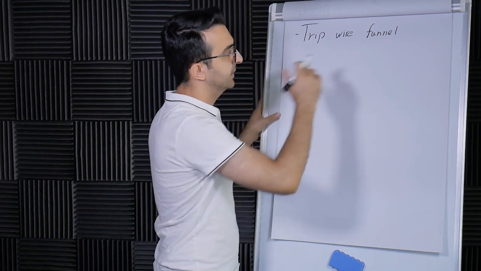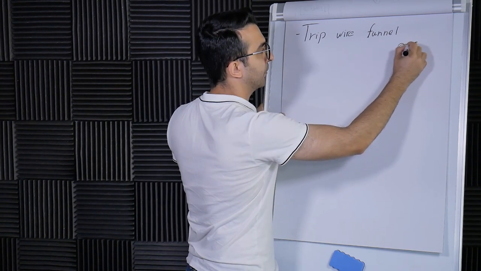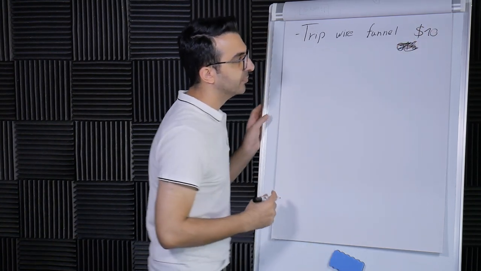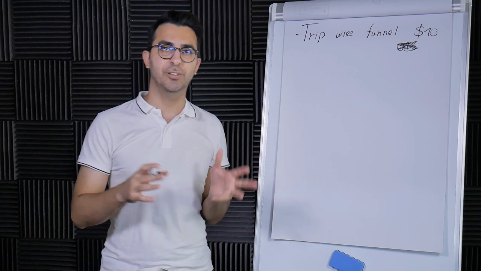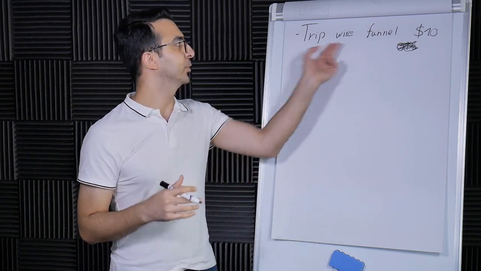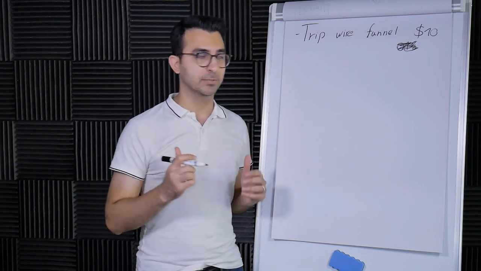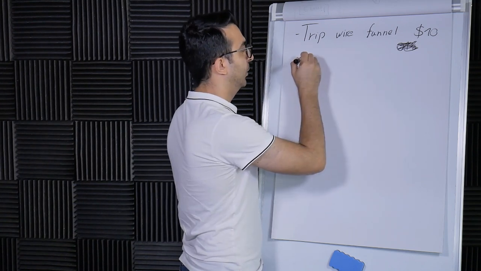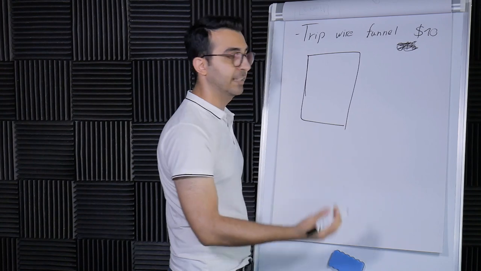So this funnel is usually for products of less than, for example, $10, okay? So if you have a product, usually around this, for example, from $5 to $15, you can use Tripwire funnel. And let's get into it. It's really interesting. And so what do we have here? We start the Tripwire funnel with a landing page.